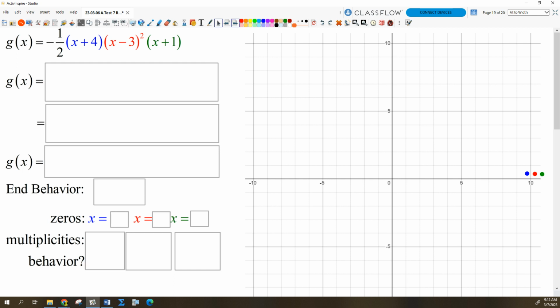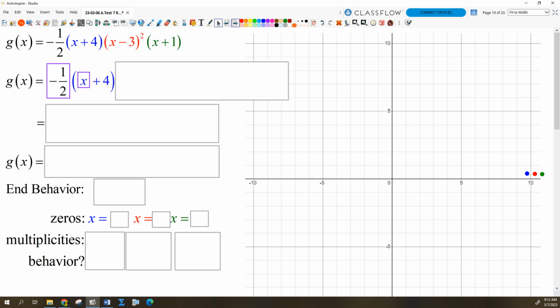Negative 1/2 x, no? Okay, let's look at it. So now if I want to get the leading term, I'm just going to multiply the number outside times each of the leading terms of those factors, right? So this one is already done, right? I've got negative 1/2, I'm going to multiply times x.